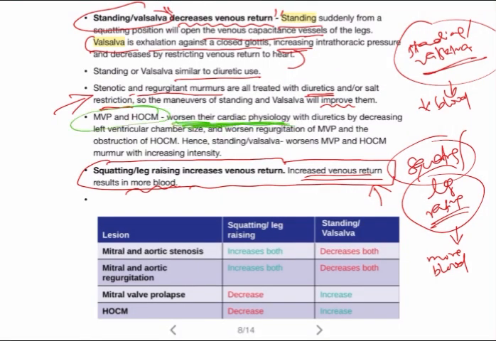So always note that diuretic use in MVP and HOCM should be very cautious, because diuretics in these two cases can cause worsening of regurgitation in MVP and obstruction in HOCM. HOCM is hypertrophic obstructive cardiomyopathy, which is a separate topic that we will be discussing in future. But worsening of the regurgitant lesion of MVP and obstruction of HOCM happens. So again I say, MVP and HOCM are exceptions.